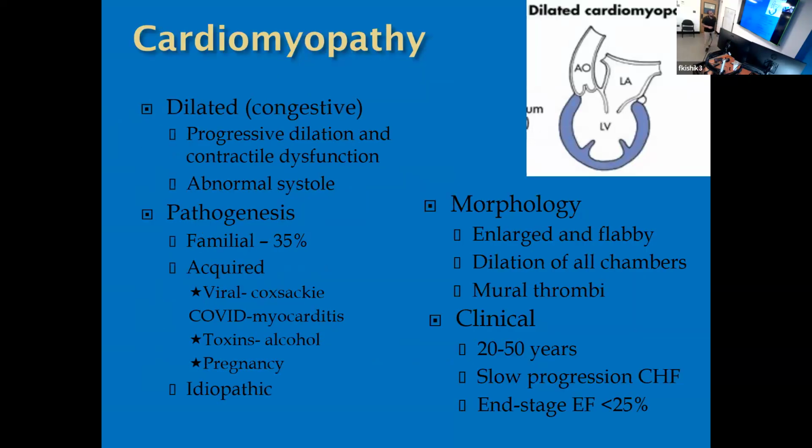So dilated is congestive, progressive dilation, and contractile dysfunction, abnormal systole. It could be familial, viral, Coxsackie B, I think, causes cardiomyopathy. You can have COVID myocarditis, and alcoholic cardiomyopathy is very common as well. You have dilation from that.